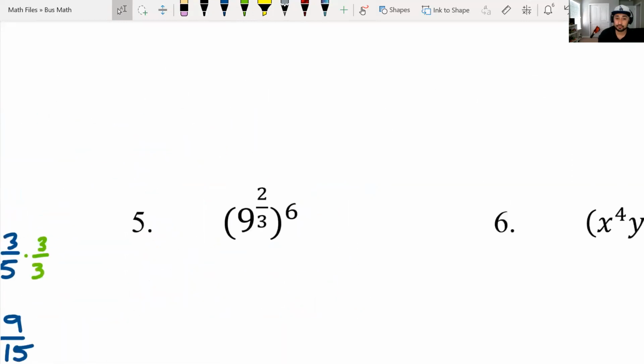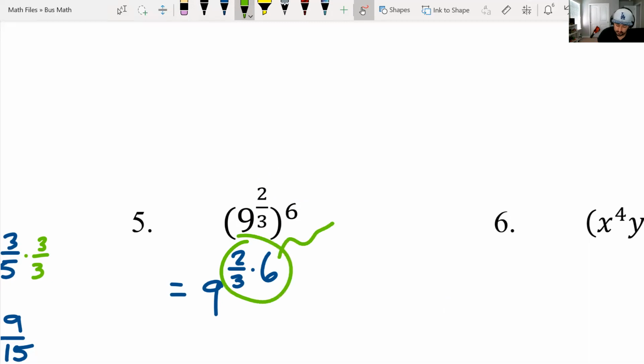Okay, 5. 9 raised to the 2/3 raised to the 6. Remember, power to a power, the operation is multiplication, right? So when I rewrite this, we should have 9 raised to the 2/3 times 6. Now what this looks like is 2/3 times 6 over 1. All right, you could multiply straight across and get 12 over 3, which gives us 4.